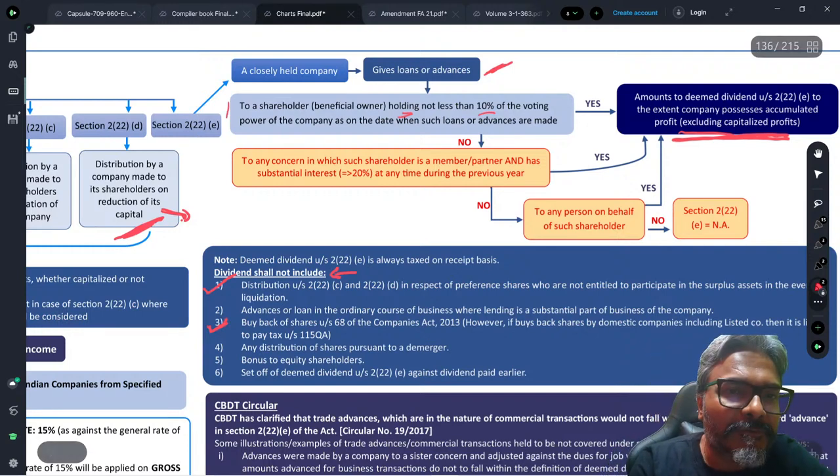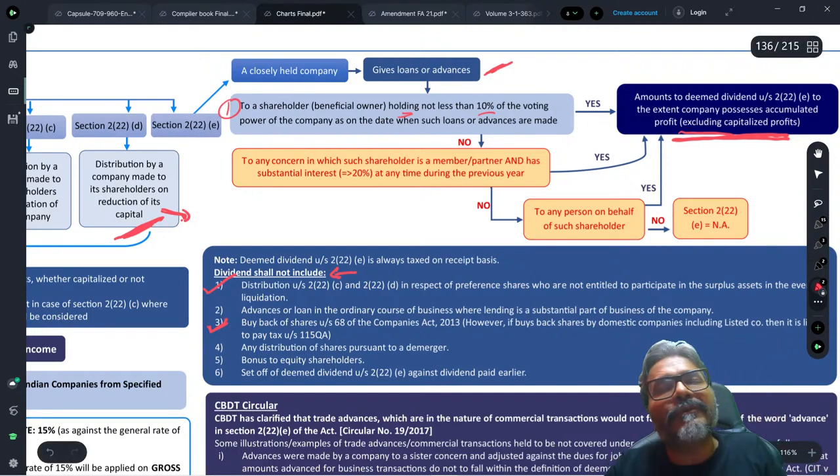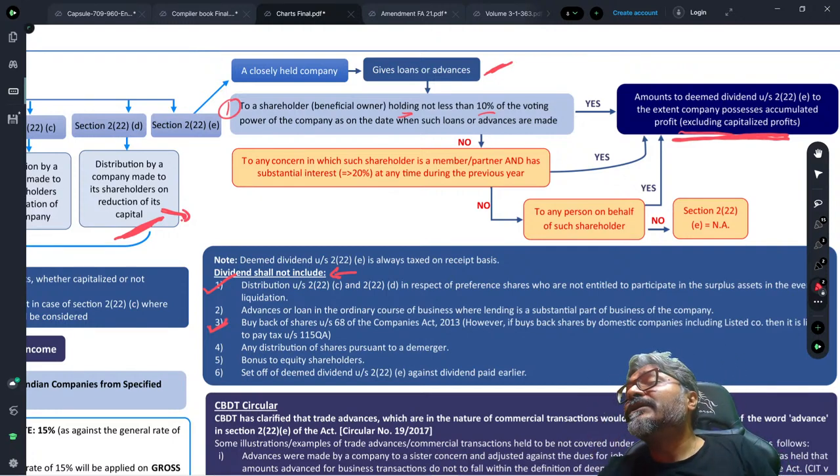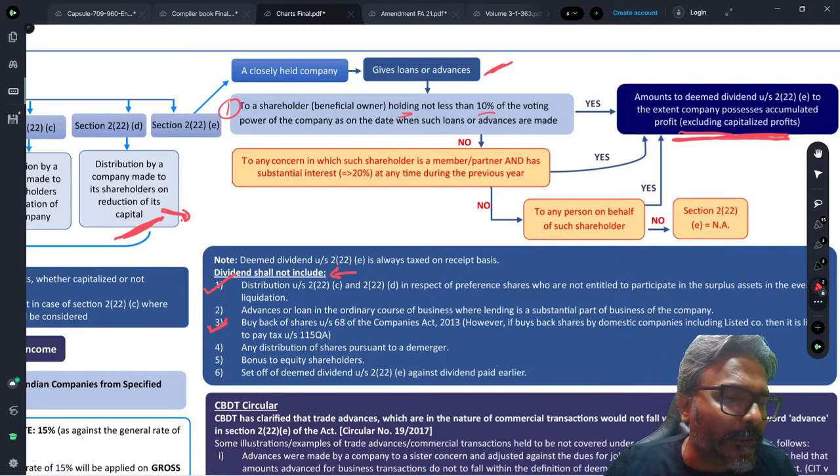Now, therefore, students, the first case, as I was telling all of you, is the case where the company is directly giving loans and advances to the shareholder. Which shareholder? The shareholder who, as on the date of giving such loan, should be holding minimum 10% of voting power in that company. That is point number one.